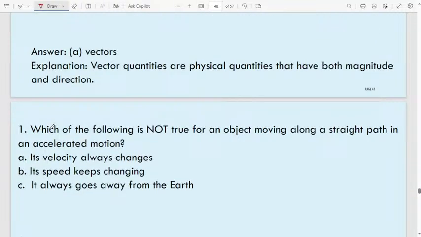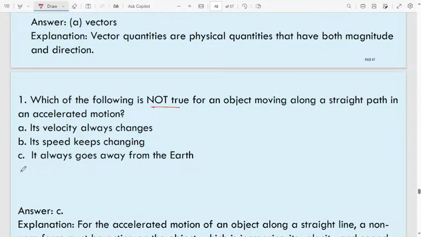Which of the following is not true for an object moving along a straight path in an accelerated motion? Option A, its velocity always changes. Option B, its speed keeps changing. Option C, it always goes away from the earth. Option C will be the correct answer.